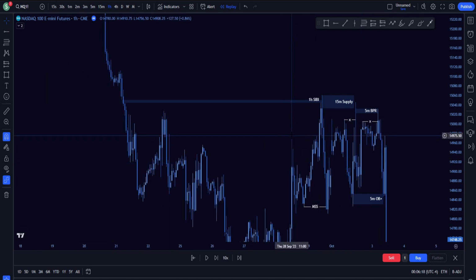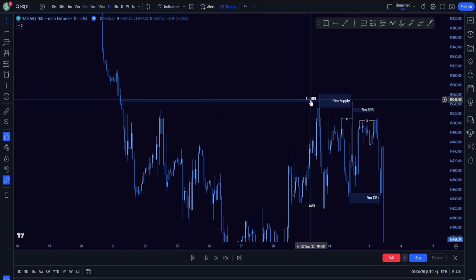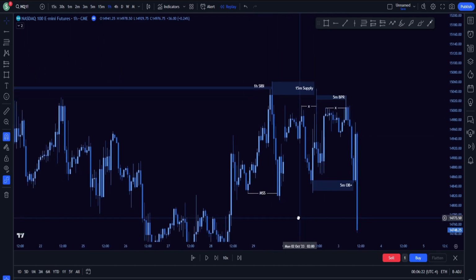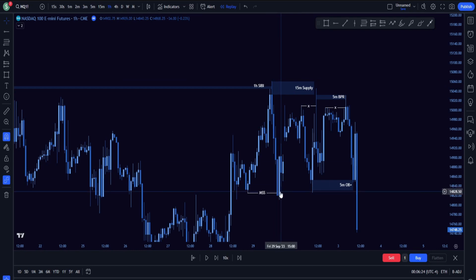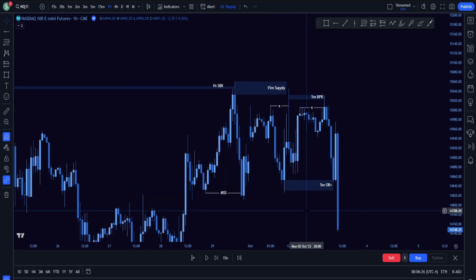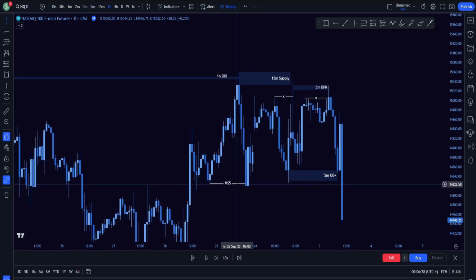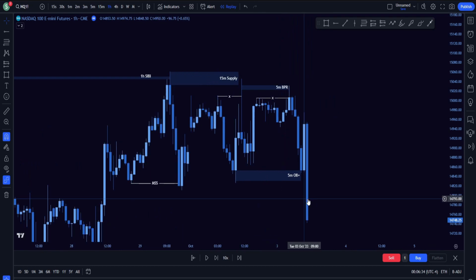So my analysis here, we have this 1 hour SIBI getting respected, okay? Now we shift structure off this SIBI, trading through that low of the dealing range. All right, this confirms my overall bearish bias. I will get into that in a second.